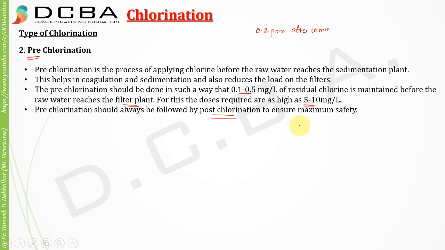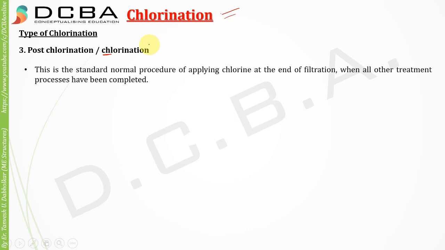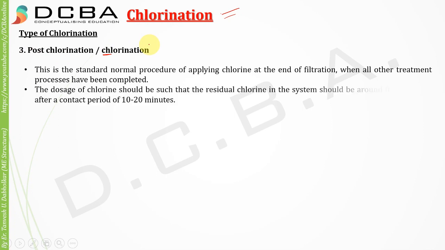This brings us to the next term, that is post-chlorination or just chlorination. The chlorination that we normally call chlorination is nothing but post-chlorination. Post-chlorination means the one that we are doing after the filtration part, or what is normally done. So instead of calling it this big name, we just call it chlorination. This is the standard normal procedure of applying chlorine at the end of filtration when all the treatment processes have been completed. The dosage of chlorine should be such that residual chlorine in the system should be around 0.1 to 0.2 milligram per liter after a contact period of 10 to 20 minutes.